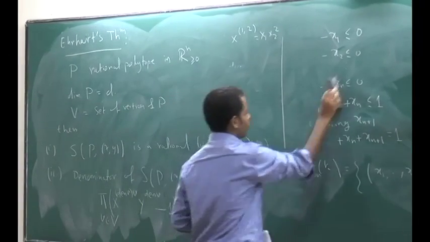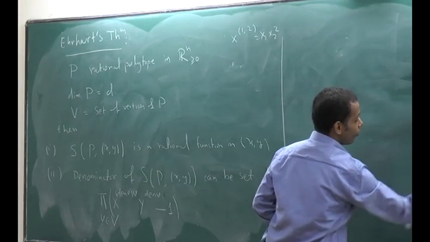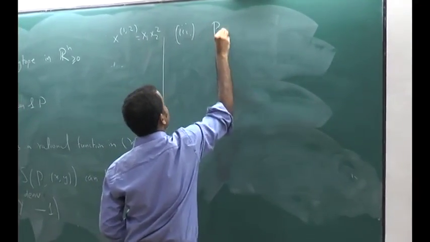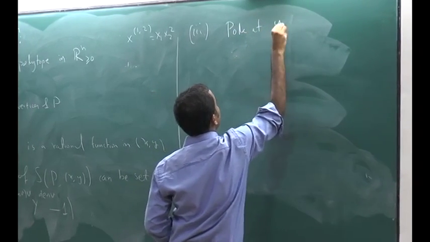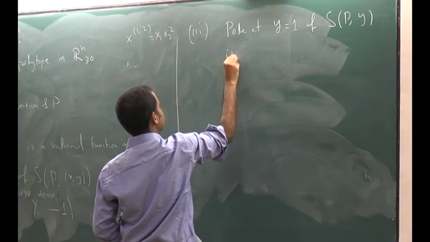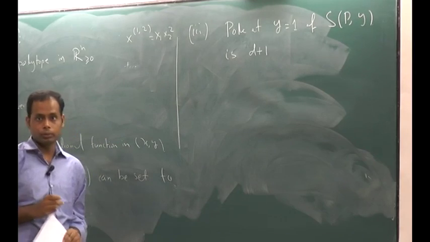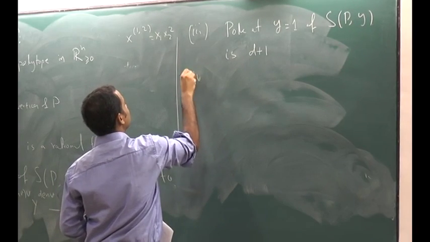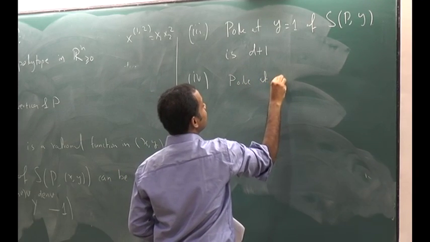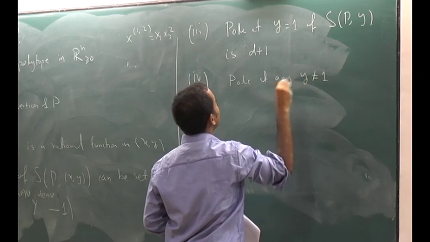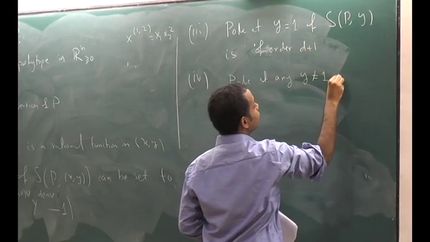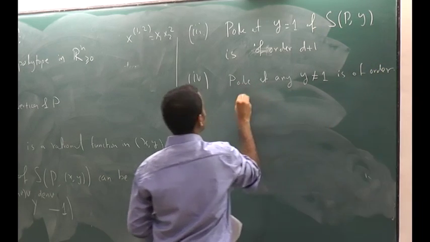Third, the pole at y equal to 1 of S_P(x, y) is exactly d plus 1. Okay. Fourth, the pole at any other y not equal to 1 is of order less than or equal to d plus 1.